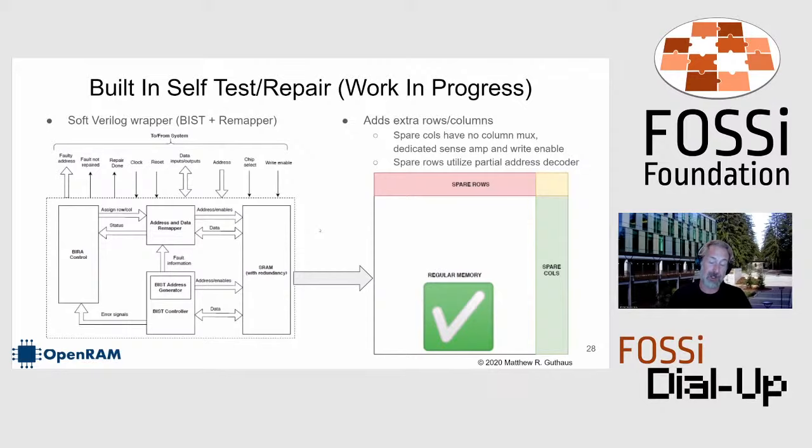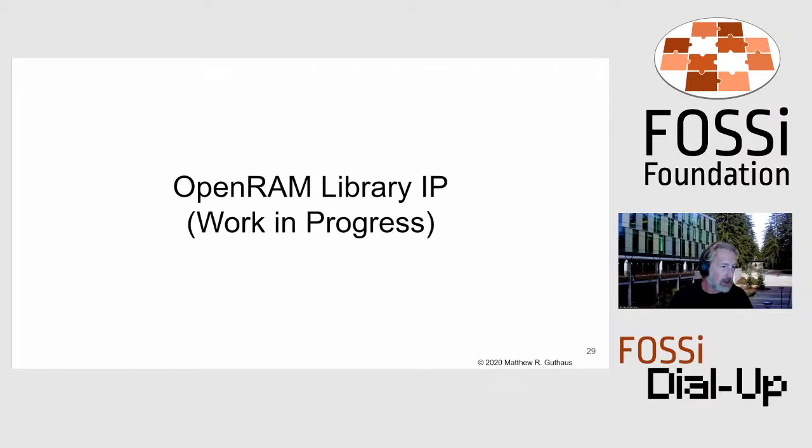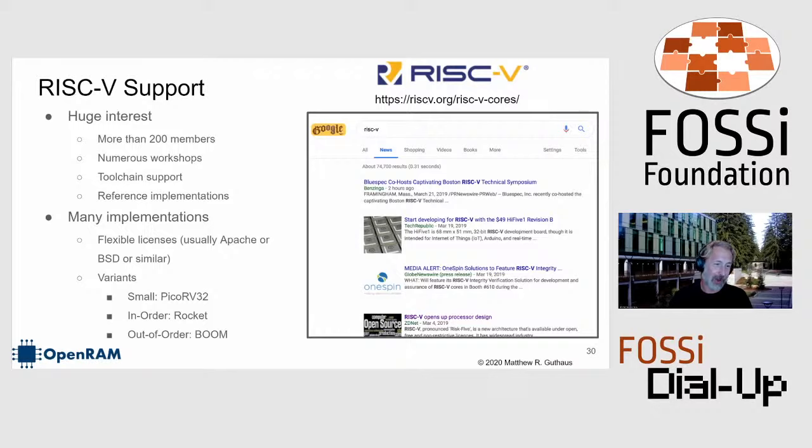Now, the other thing we're going to be adding, we have this, but we haven't really released it yet, and we will soon, because it's basically slow to characterize. OpenRAM has been fairly volatile in the past year or two, as is the OpenRAM library IP. We mentioned that not all designers want to fiddle with a memory compiler. They don't want to port it to a new technology and so on. So what we've been doing is looking through a lot of the RISC-V architectures, like PicoRV32, Rocket, Boom. There's a lot of interest in these architectures.